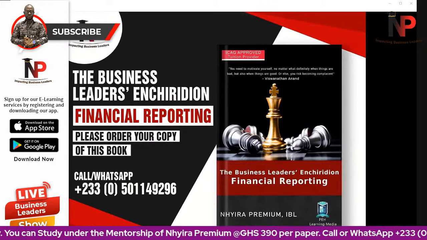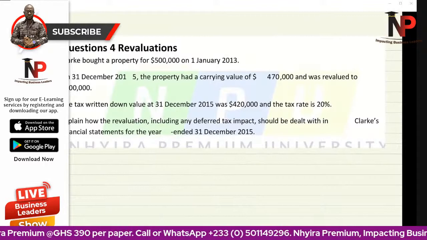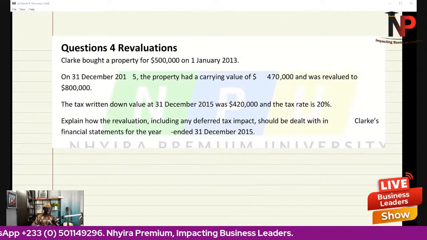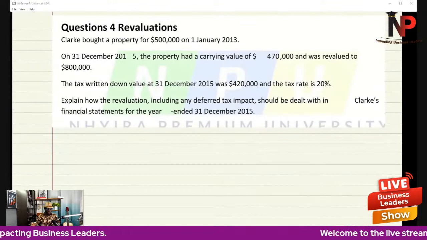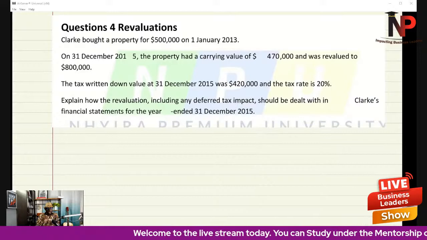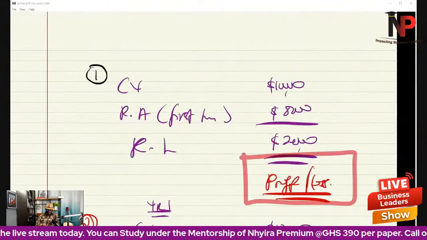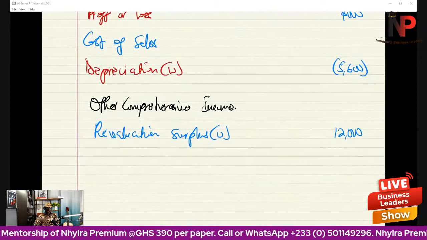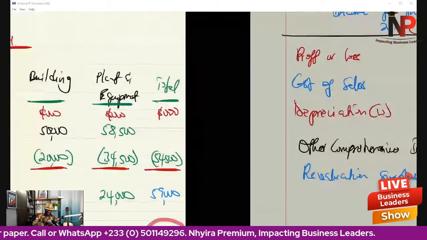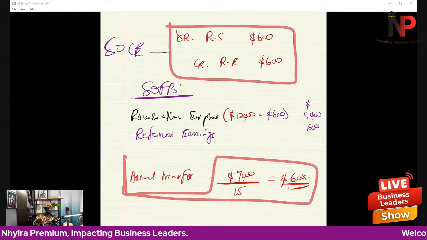So let's get excited about the day's discussion. We want to look at a few questions today and set the discussion ongoing in that regard. The first question is still about revaluation of assets, but we're going to take it a step further to bring in issues about taxes. If you remember the question we looked at on Wednesday, it was revaluation of assets. However, the company did not make an annual transfer, and so I illustrated how the workings would have been, assuming the company had made an annual transfer, and you saw the treatment for that.